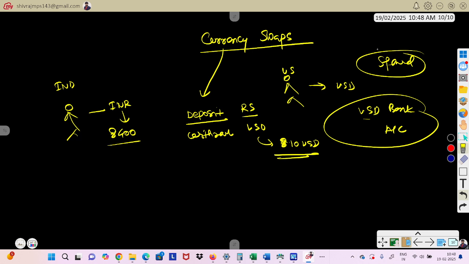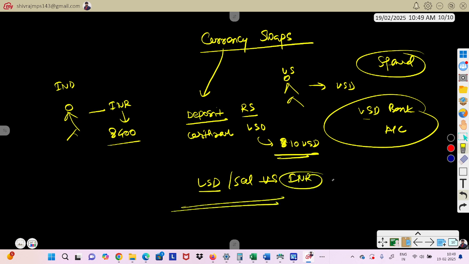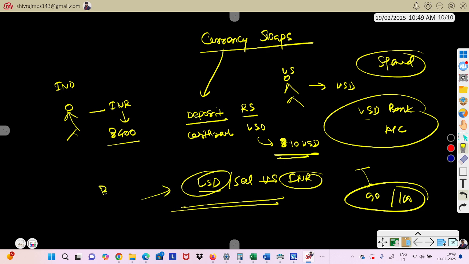Hedging means, now the dollar is continuously appreciating, right? So through currency swaps, what you can do, if the dollar is going up every day, then you can purchase dollars and you can sell INR. What will happen in that case? Even if let's say INR goes to 90 or 100 per dollar, right? Still you would be in profit. Why? Because the dollar is getting stronger. So buy dollar and hold it. Am I right?